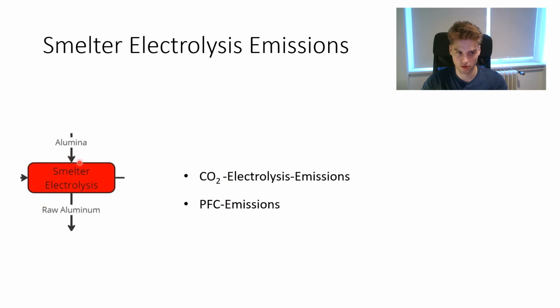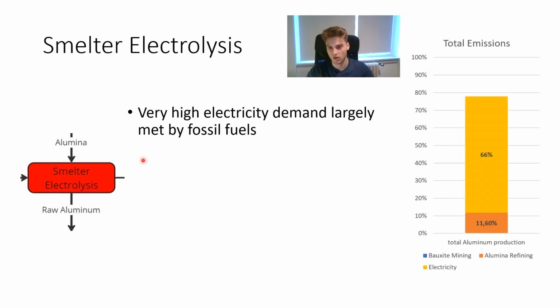In the end, when we go to the smelter electrolysis, like I said, we have these two as main emissions, but also keep in mind the high electricity demand that I mentioned. Because if we now go to the smelter electrolysis and look at the greenhouse gas distribution, we can see the alumina refining here. And now the very high electricity demand is often met by fossil fuels, mainly by coal and also natural gas. So in the end, because there's so much electricity that is met by fossil fuels, the electricity actually takes up 66% of the total emissions during the aluminum production. It's like a big chunk.